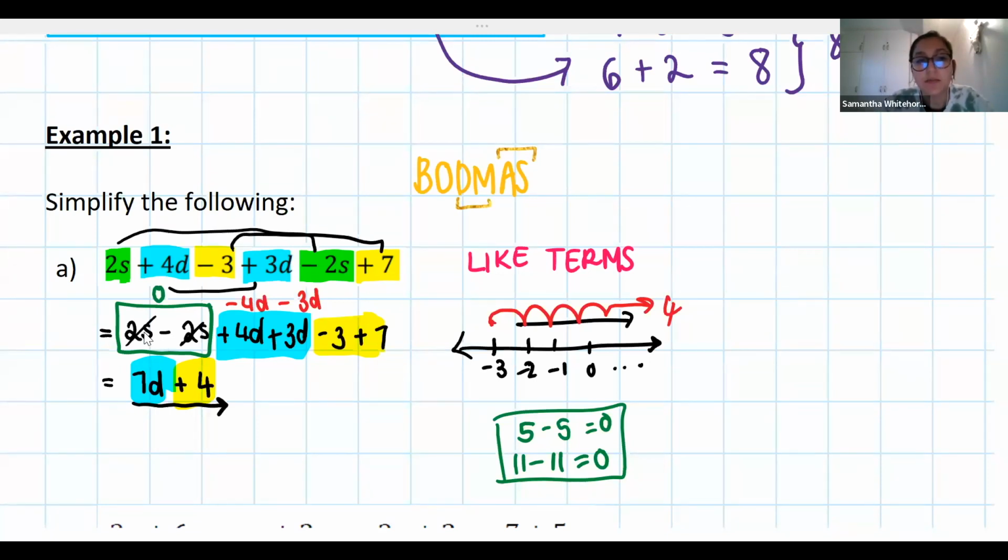So like you see here, because the 2s and the negative 2s cancelled out, I didn't write an s down. There's no s. They've cancelled. So if everything cancels each other out, you're left with nothing. So you would just write 0.